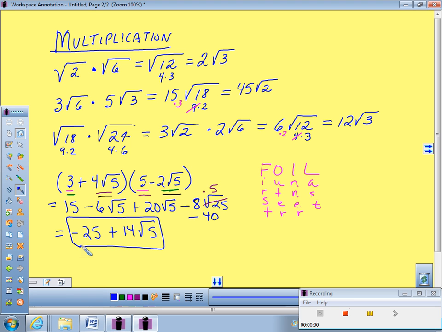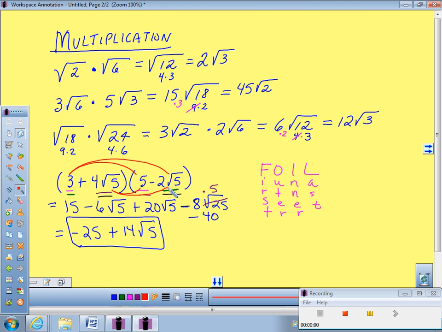Now, if you really don't like FOIL all that much, let me point out to you what you just did when you FOILed this thing. When you took the first times each other, you actually took 3 and took it times 5. When you did outers, you took the first term times the last term. In reality, all you did there is you just distributed 3 times both terms. When you did the inners and the last, you took 4 square root of 5 times the first term, you took it times the second term. All you're doing is distributing 4 square root of 5 times both terms.